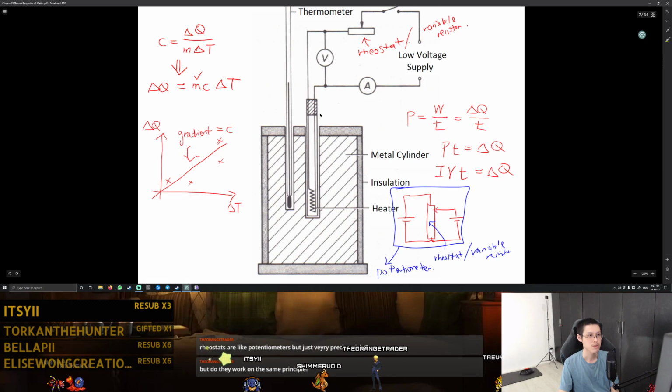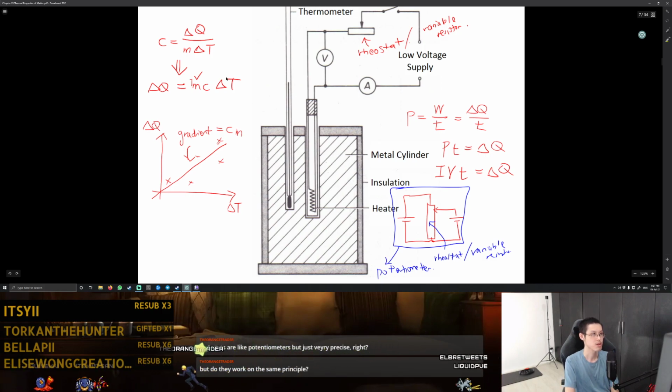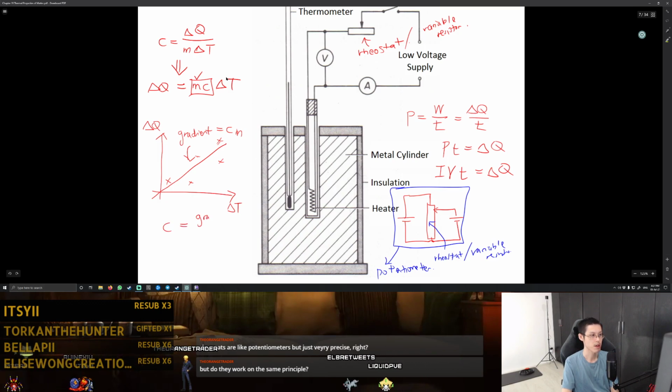All right, so you want to take multiple readings of delta Q and delta T, and then you get multiple points, plot your line of best fit that goes through the origin, find your gradient, and that is your C. Well, sorry, your gradient is actually M times C. This whole thing is your gradient. So your C is actually your gradient divided by the mass of your object.